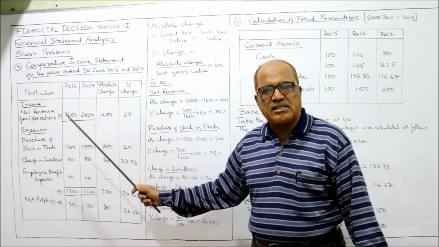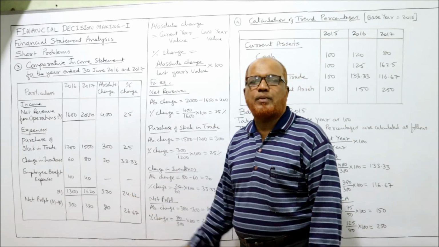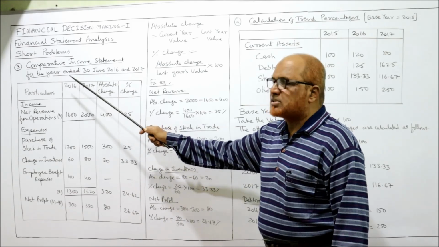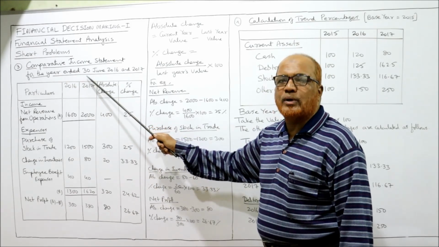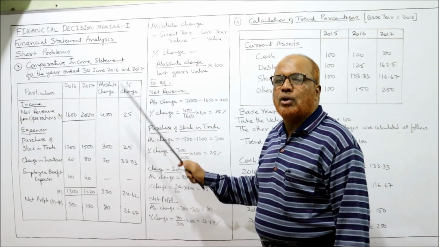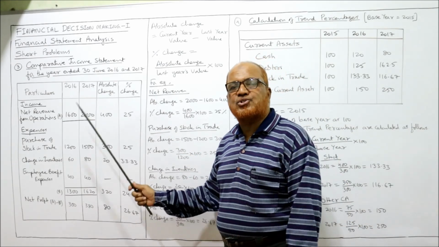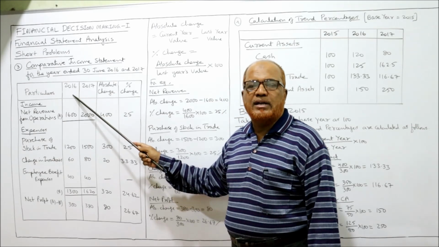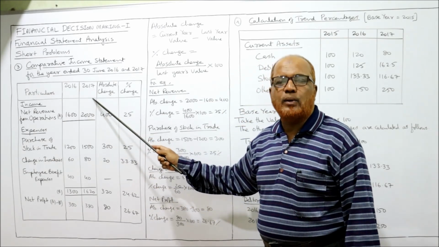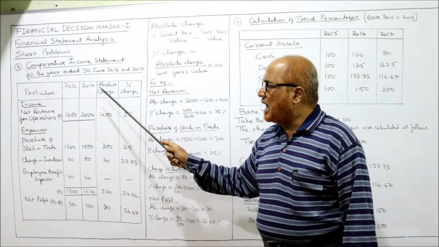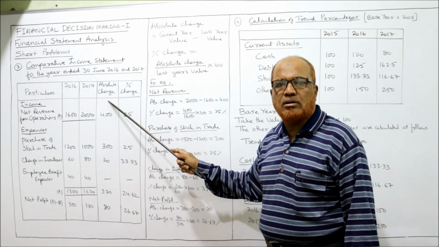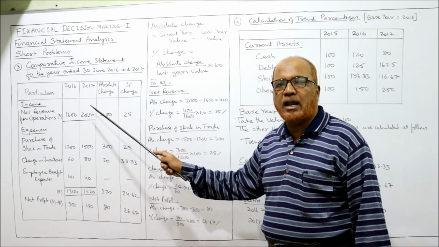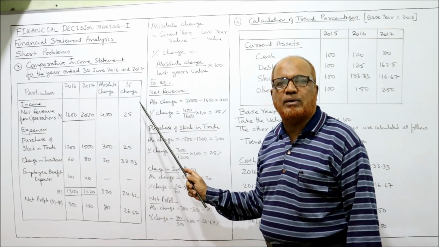Now what is the format? See carefully here. This is the first problem on comparative income statement, for the year ended 30th June 2016 and 2017. We require 4 columns at the extreme right hand side: first, last year 2016 and current year 2017, then absolute change and percentage change. These 4 columns we require at the extreme right hand side of the page.